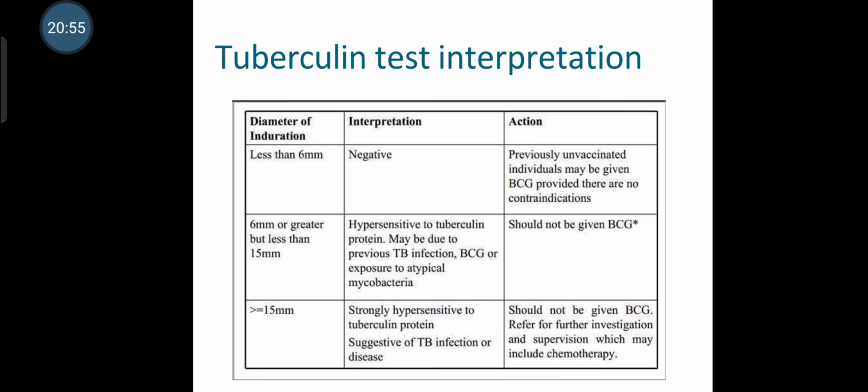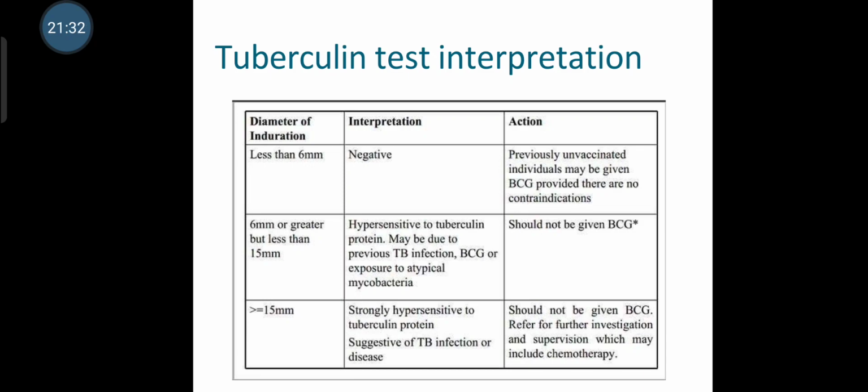So if the diameter of that particular lesion or wheal is less than 6 mm, then the interpretation is negative, and a previously unvaccinated individual may be given BCG vaccine provided there are no contraindications. Then if the wheal size is 6 mm or greater but less than 15 mm, then hypersensitivity to tuberculin protein is confirmed, which may be due to previous tuberculosis infection, BCG, or exposure to atypical mycobacteria. Action here: BCG vaccine should not be given.